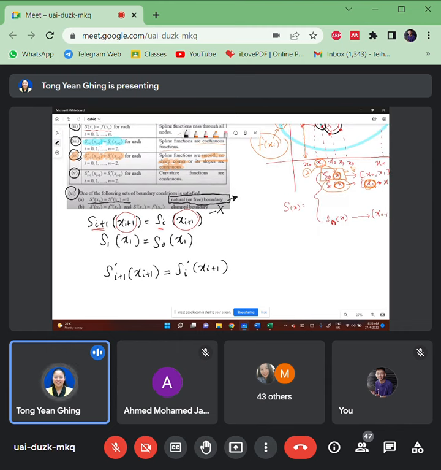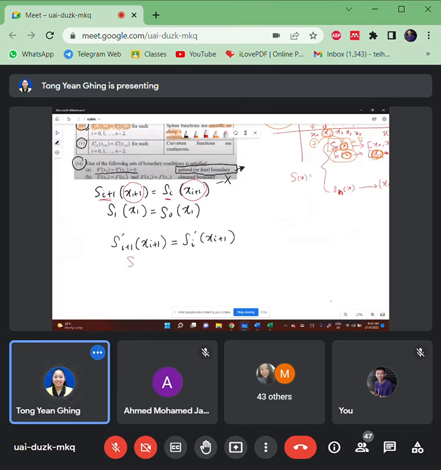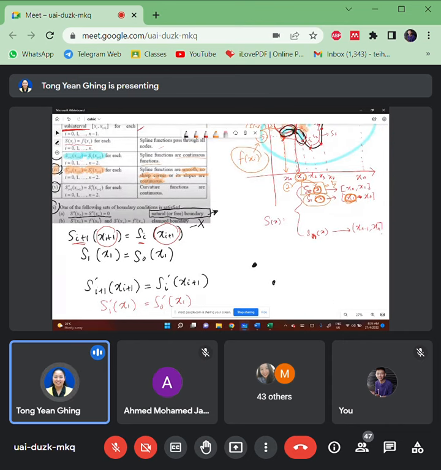If let's say I use the same example again, this x1 and between the S0 and S1. So that means this will be S1 prime, so first derivative at x1, equal to S0 prime, first derivative of S0 for x1, has to be the same. When it is the same, that means there is no sharp corner, because if you look at here, the point is like this.